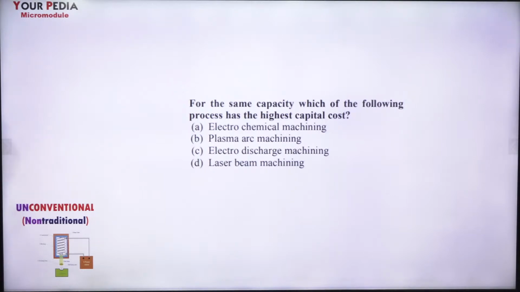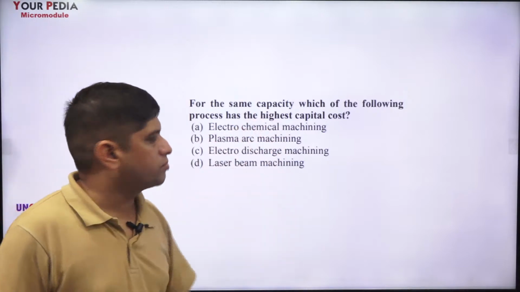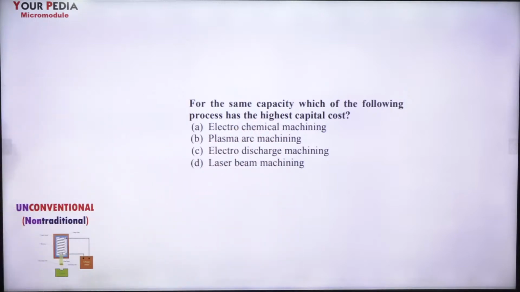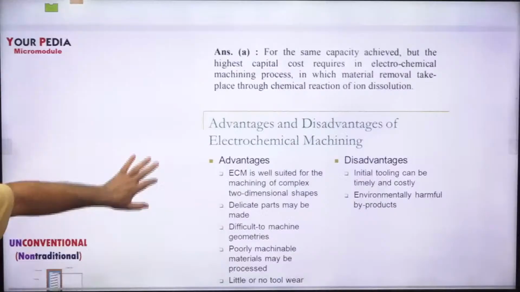So which one is costliest to start with? For the same capacity, which of the following processes has the highest initial investment? Highest capital cost is required in which of the following? Any idea about that? Which one will require the highest? So you are saying laser beam machining. Okay, the answer for this is the electrochemical machining process.